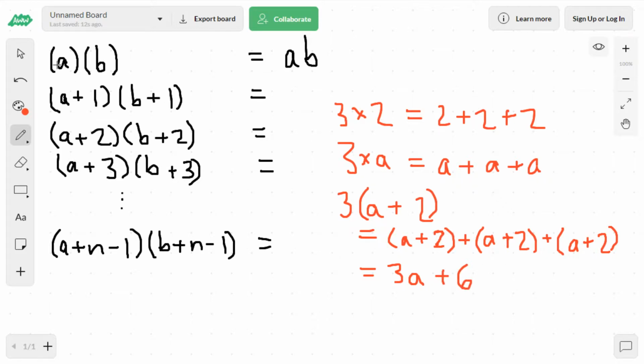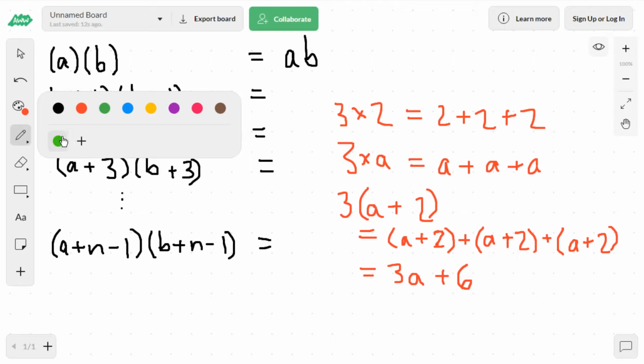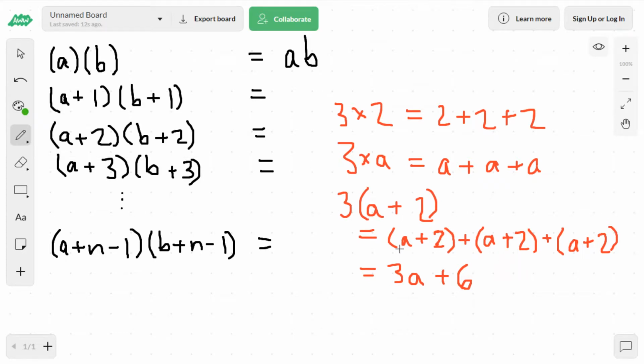What we notice from this is that we've basically just proved the distributive property. I say prove, but this is really just an example. It's not technically a proof, but it's a proof of concept. So 3 times a is 3a, 3 times 2 is 6. There we go. That's our distributive property. Hopefully we can all agree on that.